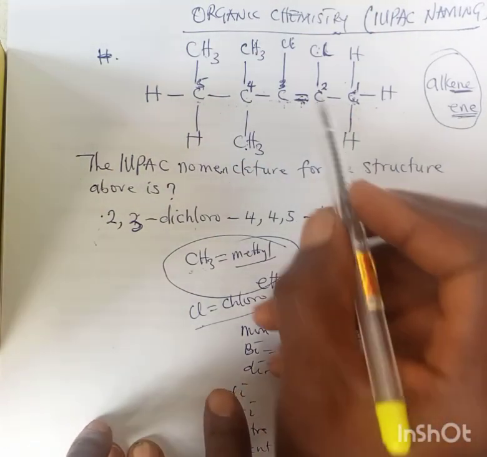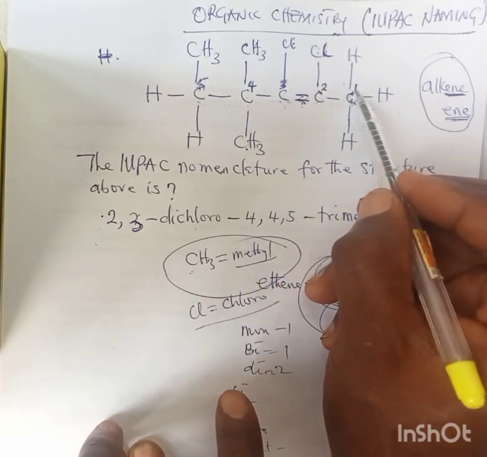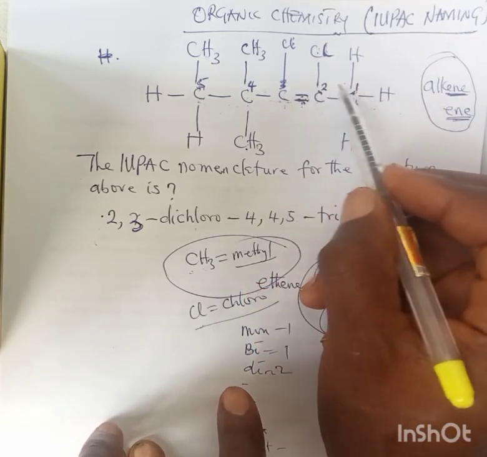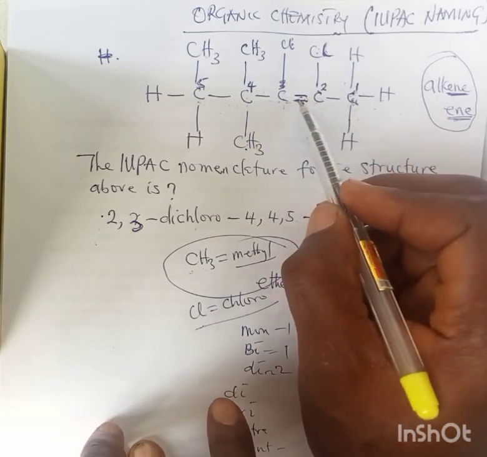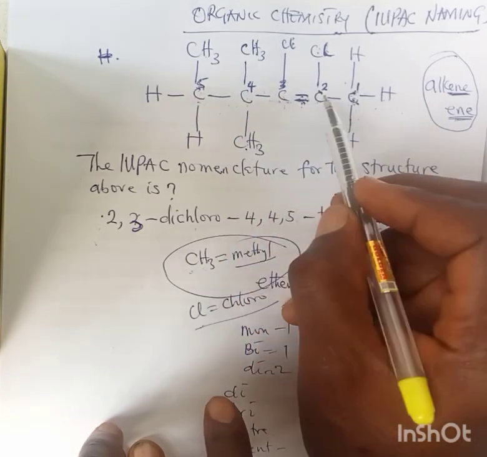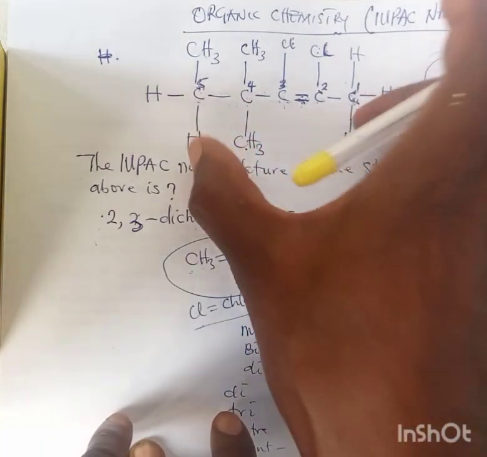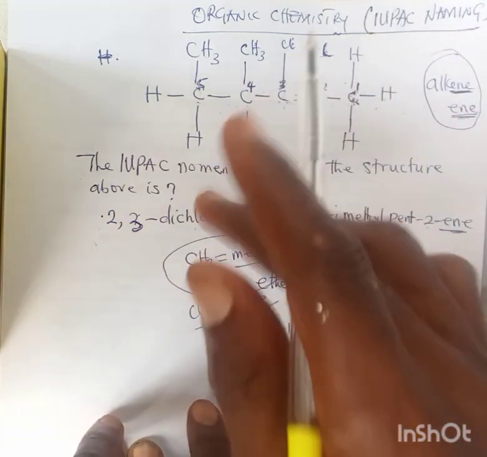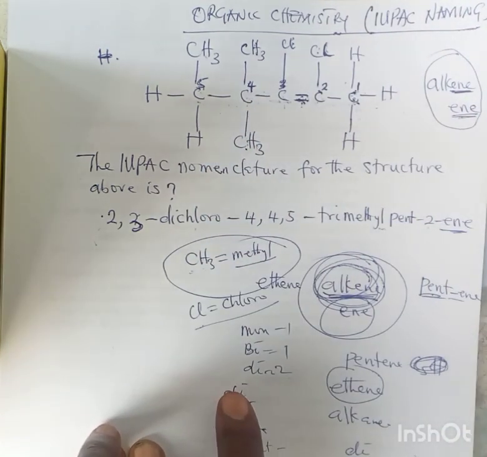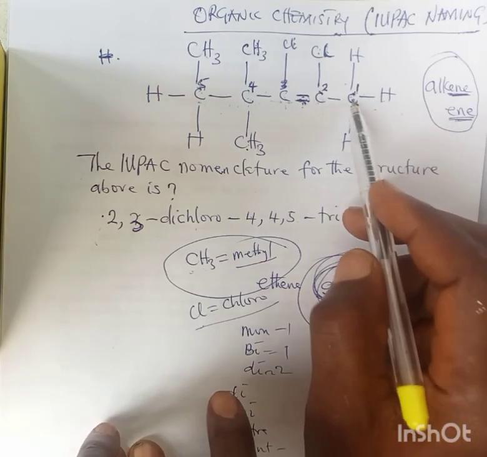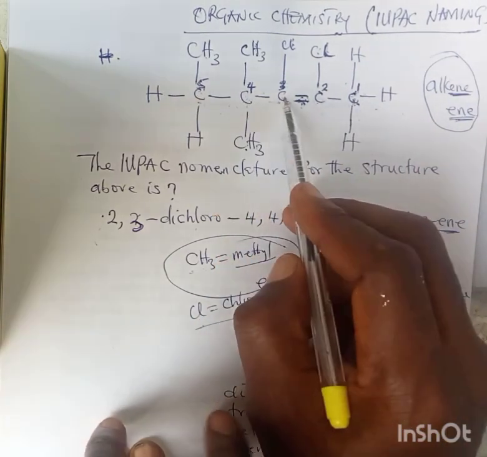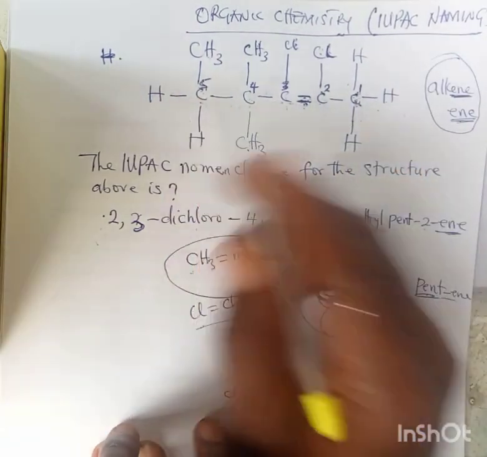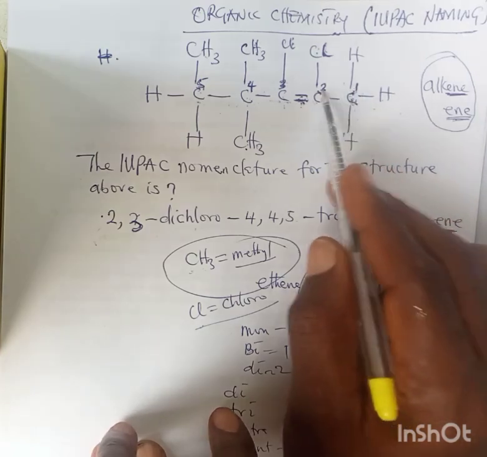So how do you name it? Look at the bond here. If you count from one side, you count 1, 2 before getting to the bond. Now from the other side, you count 1, 2, 3 before getting to the bond. In naming this kind of structure, you consider the end closer to the bond first. If you consider the one far from the bond, you are going to get a wrong name. Since 1, 2 is closer to the bond compared to 1, 2, 3, you name from this side first.